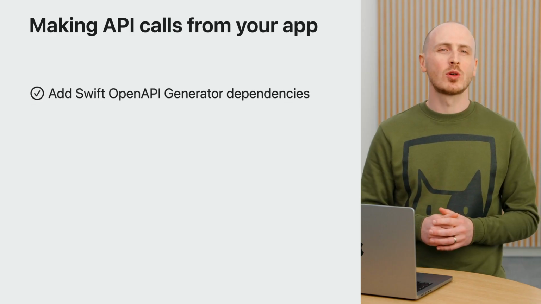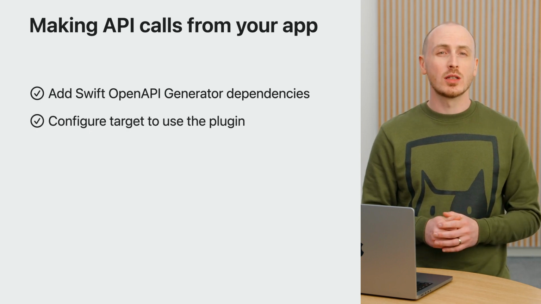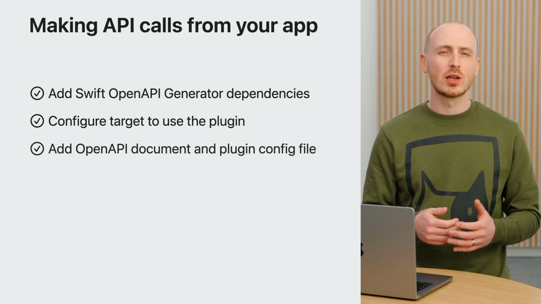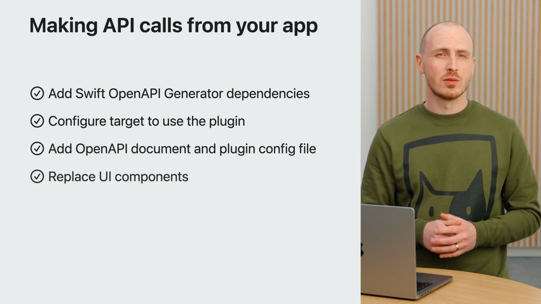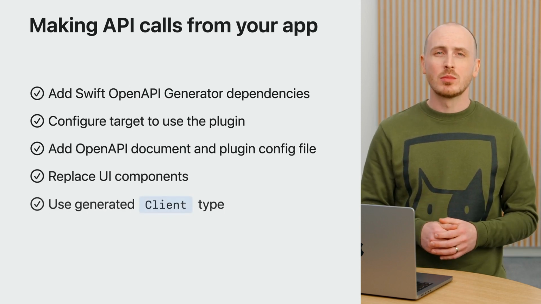We'll start by adding the required package dependencies to our project. Then we'll configure our target to use the plugin for code generation, and add the OpenAPI document and plugin config file to our target source directory. Once the project is configured, we'll replace the UI components, and use the generated client type to make the API calls to the server.